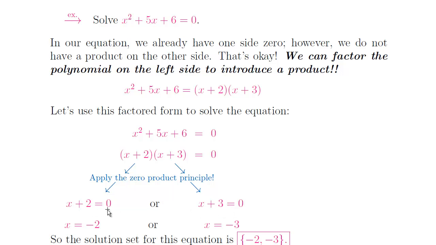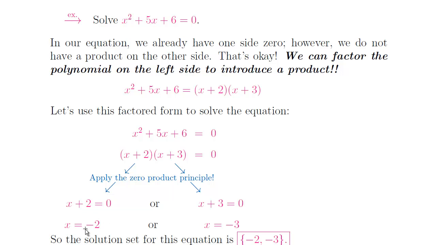x plus 2 is 0 when x is negative 2, which you can achieve by subtracting 2 from both sides. Similarly, x plus 3 is 0 when x is negative 3. In other words, when you subtract 3 from both sides to isolate x.